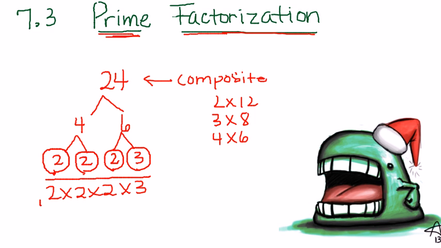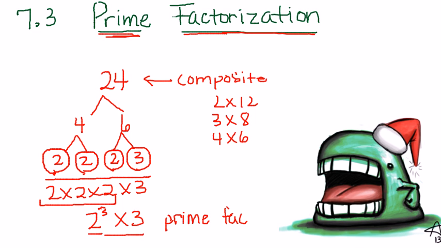Now we know right here this can be written another way using exponents. How could I write that using an exponent? 2 times itself 3 times can be written how? Yes, you guessed it, 2 to the 3rd power. Times, and there's only 1 3. So we have broken 24 all the way down to its prime numbers. The prime factorization of 24 is 2 to the 3rd times 3.